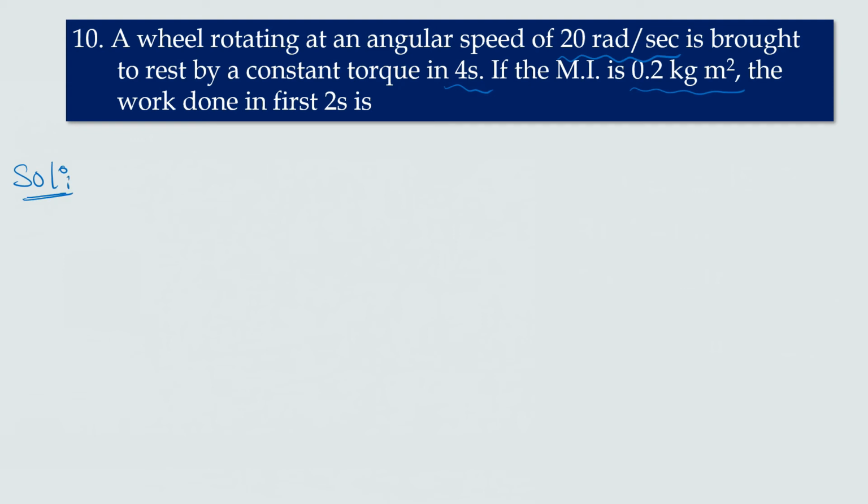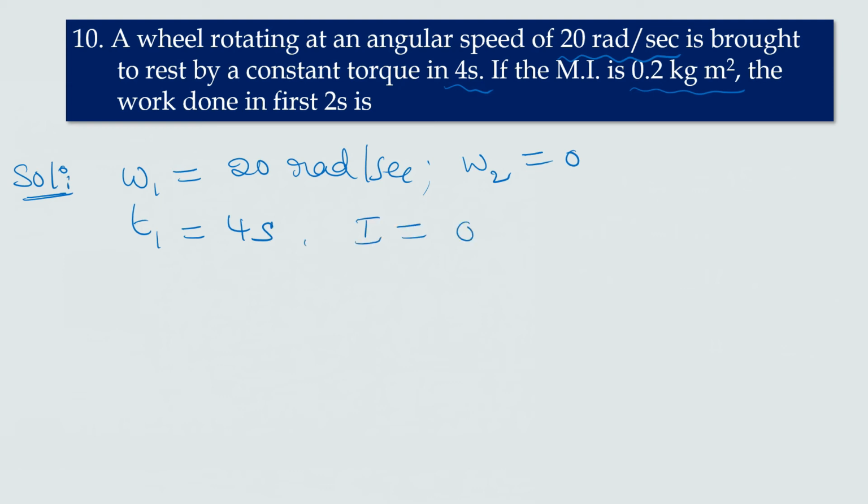Angular speed is given as omega 1 equals 20 radians per second, and omega 2 equals 0, and t1 equals 4 seconds. Moment of inertia is given as I equals 0.2 kilogram meter square. We have to calculate the work done in the first 2 seconds, so t2 equals 2 seconds. Omega is equal to question mark.